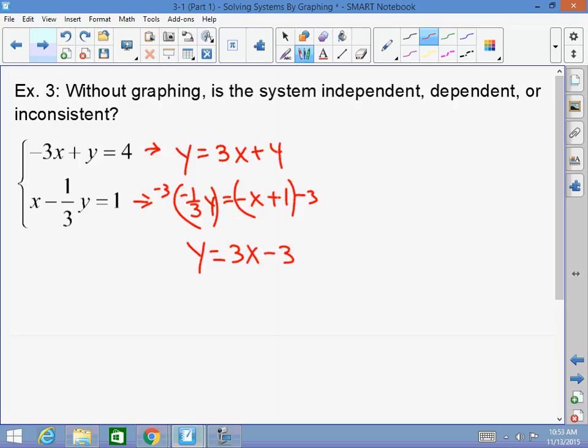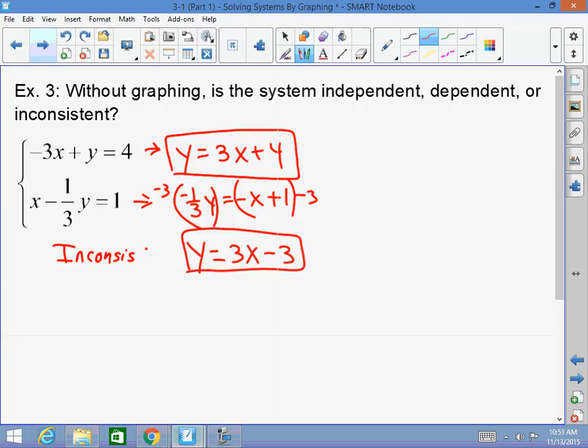So what do I have here, guys? These are my two equations. Is this consistent, independent, dependent, or inconsistent? This is inconsistent because they have the same slope but different y-intercepts. If they had the same slope and the same y-intercept, then it would be dependent. If they had different slopes, it would be independent.